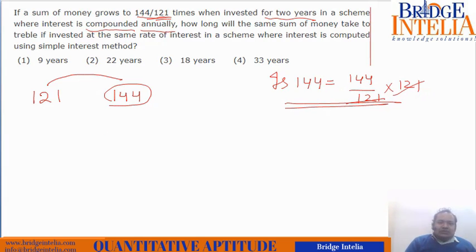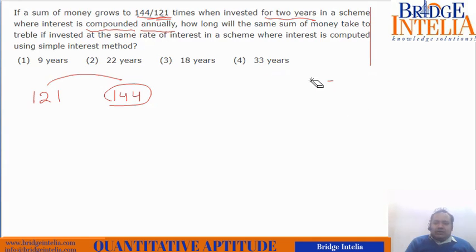So you can easily assume the fraction is given as 144 by 121. So if you deposited 121 rupees, you are going to get back 144 rupees. So this information is given in this way. Sum of money grows to 144 by 121 times. So if you see, this data can be used as the dummy value.